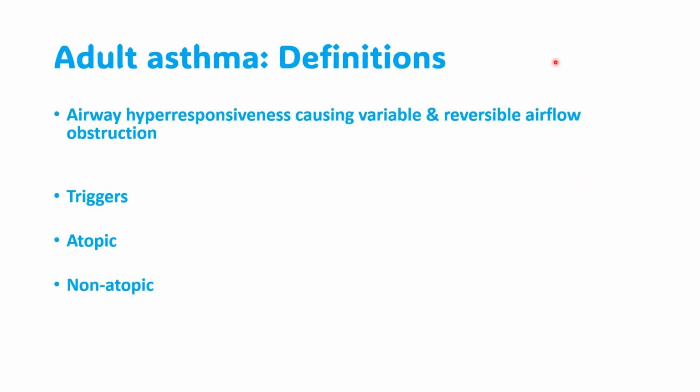First of all, let's talk about some definitions when we're talking about asthma. In simple terms, asthma is airway hyperresponsiveness causing variable and reversible airflow obstruction. Two of the main features of asthma are bronchospasm, so spasm of, in particular, the smooth muscle within the bronchus, and excessive production of secretions. That's going to obstruct the airways, but remember that it is reversible airflow obstruction.